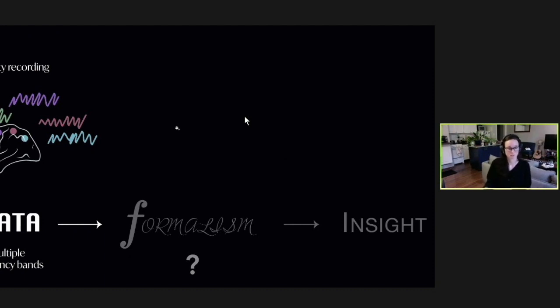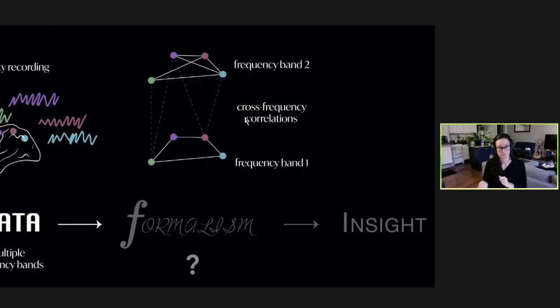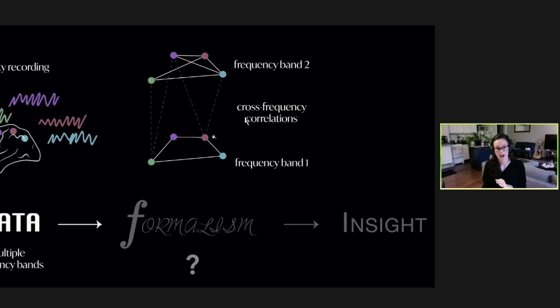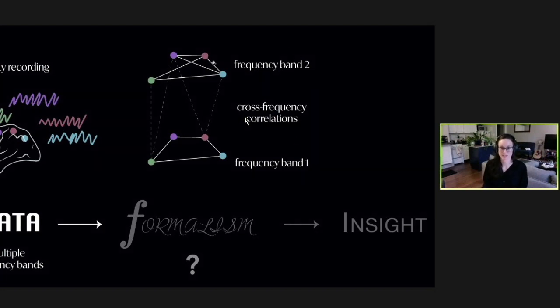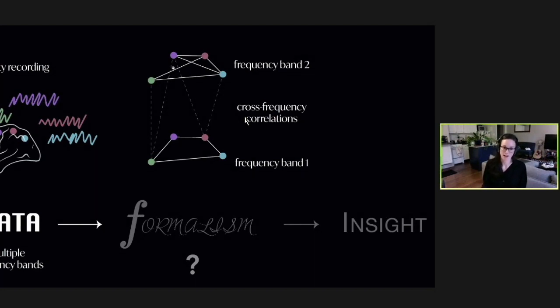Finally, we might be recording activity from different brain regions. And oftentimes, it's very important to understand how brain regions or areas interact with each other in the different frequency bands. So we could split this up by frequency bands and look at how brain regions or areas interact with each other in one particular frequency band, a second frequency band, and then any cross-frequency correlations. So all these examples need something more than one network.